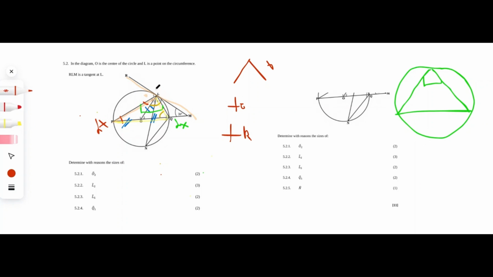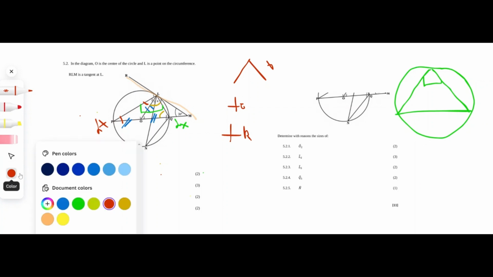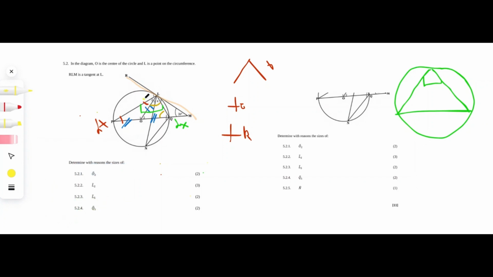So what does that mean? That means P1 equals Q1. Okay, so we're just going to mark them off as being equal to each other. This is a very easy method, very easy. So you're going to mark them off as being equal to each other. We know that P1 equals Q1. Okay, now let's continue on.